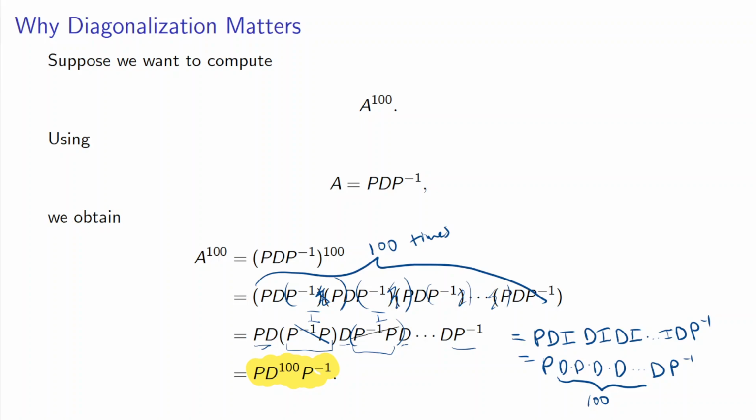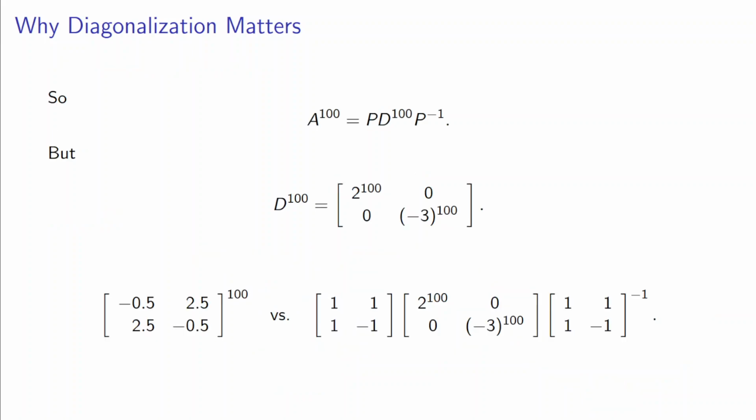Why does that matter? It looks like we've almost made things harder, right? A to the 100 is P times D to the 100 times P inverse. We still have something to the 100th power. Well, that thing we're raising to the 100th power here is diagonal. And it turns out that to raise a diagonal matrix to the 100th power just involves raising the elements on the diagonal to the 100th power. So D to the 100th is just 2 to the 100th, 0, 0, negative 3 to the 100th.